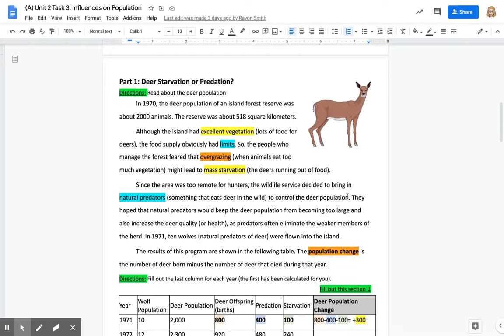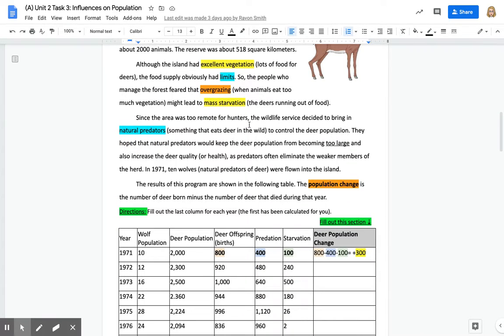So, what's the solution? What do they decide to do? They decide to bring in natural predators. In this case, what is the predator? Wolves. In 1971, they decide to bring in 10 wolves to try to control the deer population. In other words, they're worried that the deer population is going to be too big. So, what's one way to make it smaller to keep it under control? Bring in predators. The wolves are going to come, they're going to kill a couple deer, they're going to keep that deer population controlled so that the deer don't run out of food.